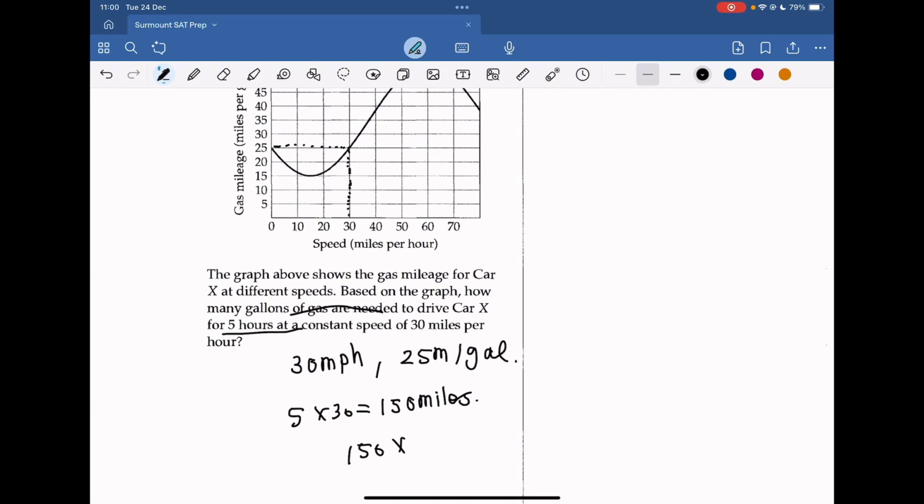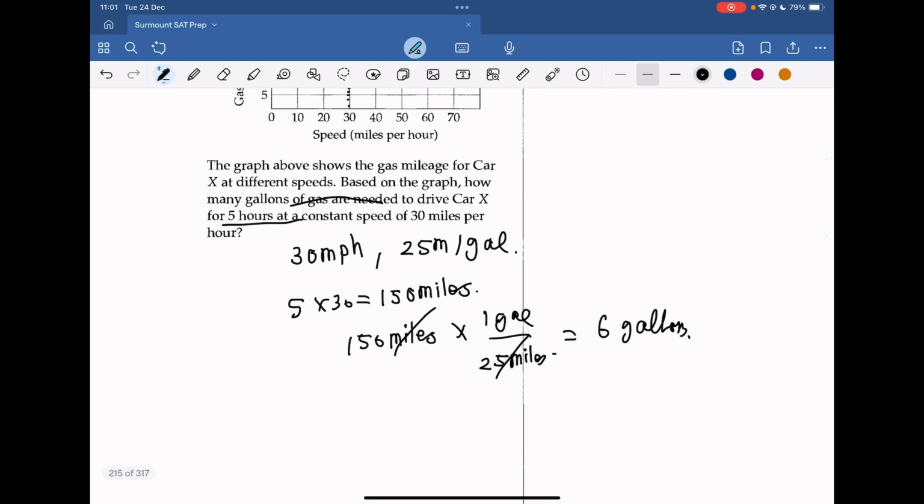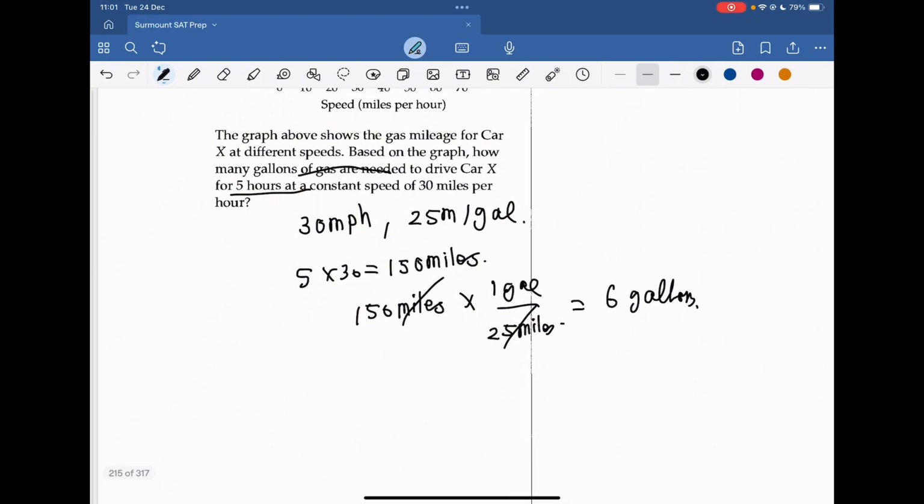To calculate the number of gallons of gas that are needed, we have to do 150 miles times the rate of the gallon, which is 1 gallon per 25 miles. And now we can cancel out the miles to get 6 gallons, because it's 150 times 1 over 25, so the answer is 6.